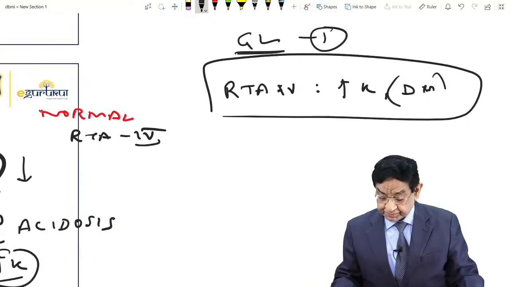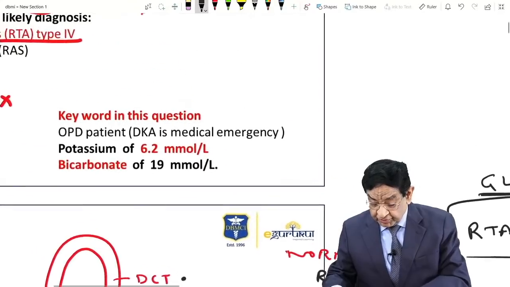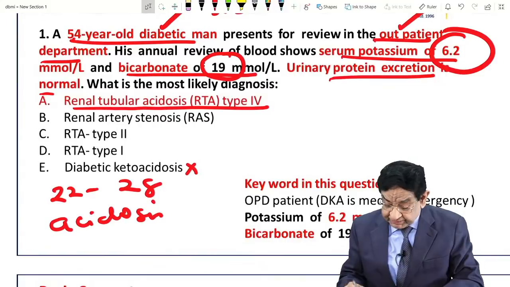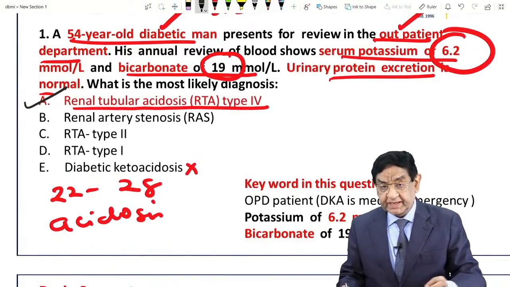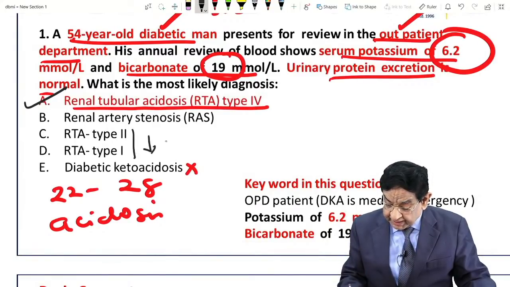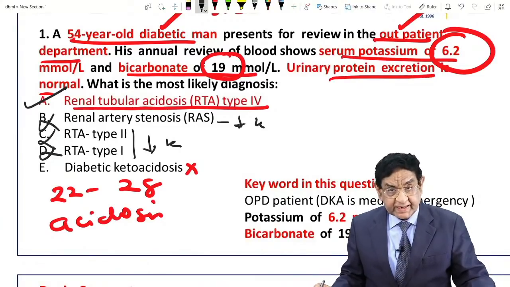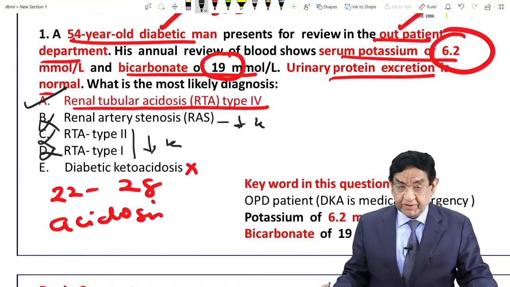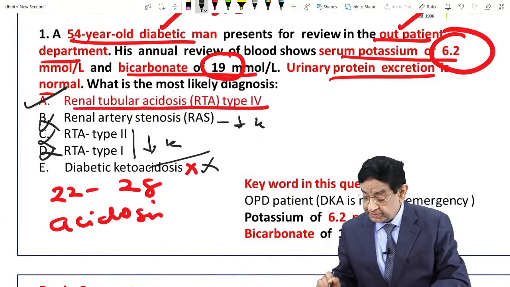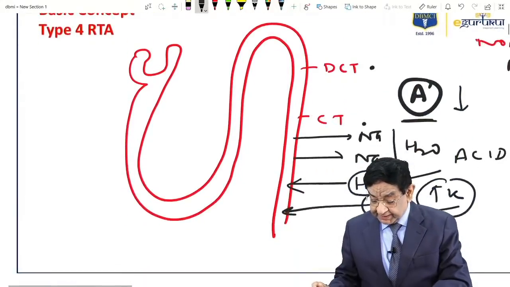I hope you understood. With this background, if you look into the question, we understand. So the answer is A. DKA is not possible, we discussed. And in these conditions, hypokalemia occurs. Here also usually hypokalemia occurs. So none of these is a possibility, because we are getting hyperkalemia. So we have comfortably ruled them out. In this one, hyperkalemia is possible, but this will never come to the OPD, it will go to the emergency. So just ruled out. So we are clear about type 4 RTA.